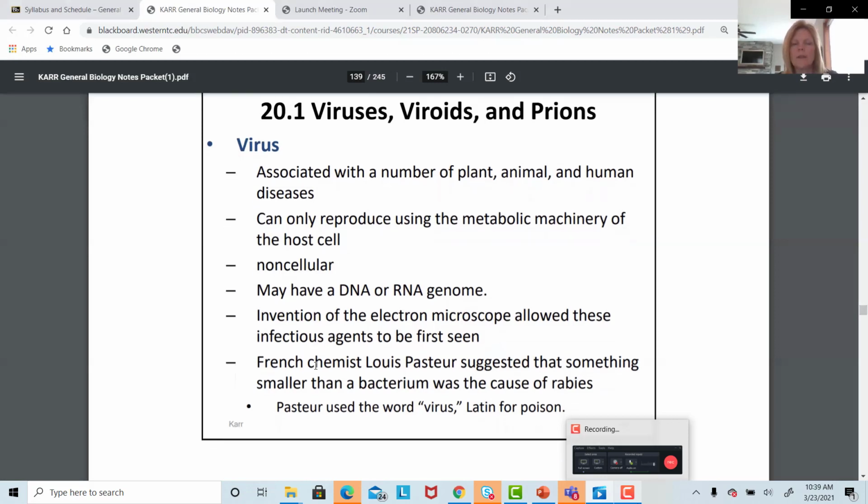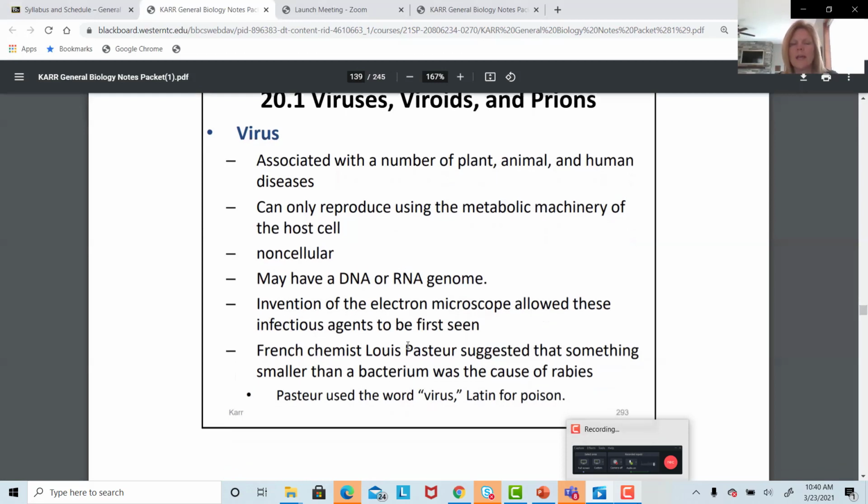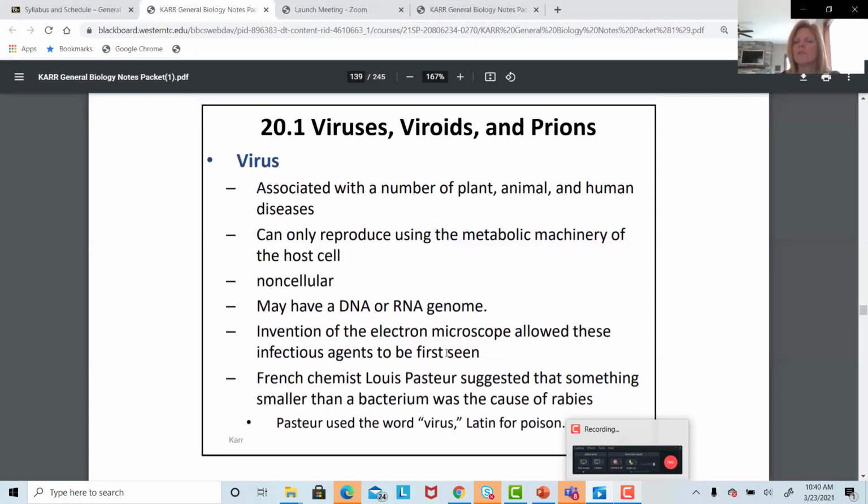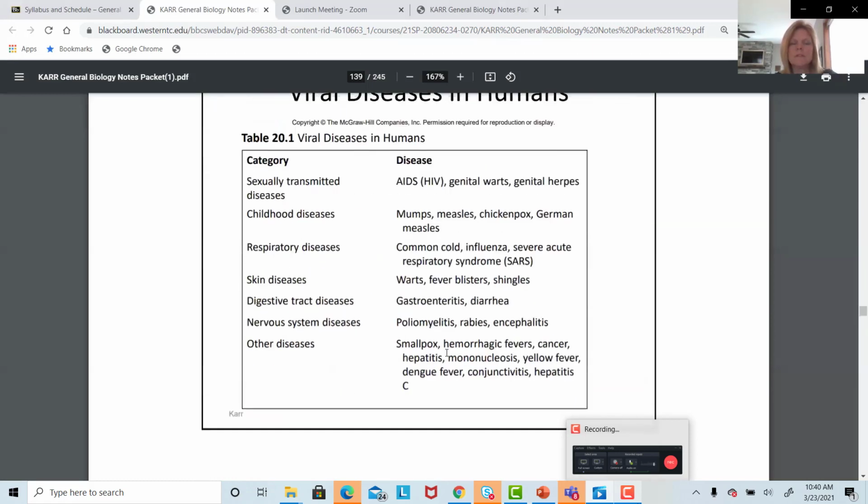So we did not know that these were even around. We didn't understand that they existed, but the French chemist Louis Pasteur suggested that there was something smaller than bacteria that was causing disease, and he studied the disease rabies. So he was able to filter out bacteria and found there was still infectious material in solution, and that's where he determined it must be smaller than bacteria if they're able to pass through a filter that is small enough to filter out bacteria.